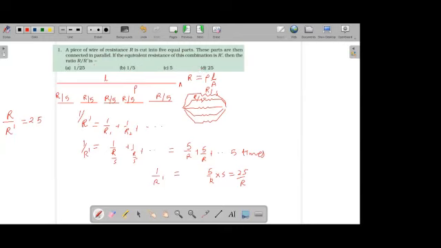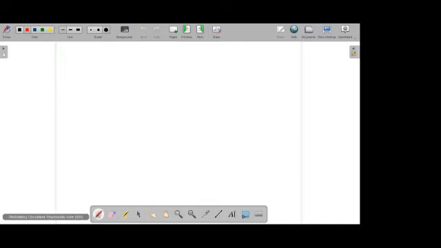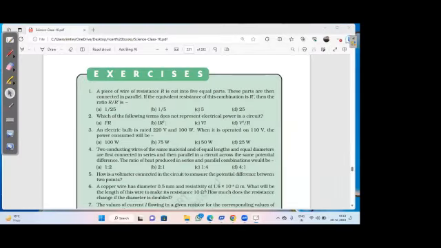Okay, so the correct answer is 25. R by R dash is 25. R dash is small, R is big. However, the question was an MCQ, and it carries some weightage. Okay, the second one, you can answer orally.